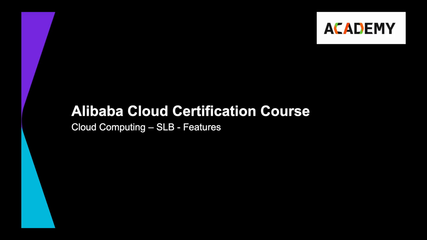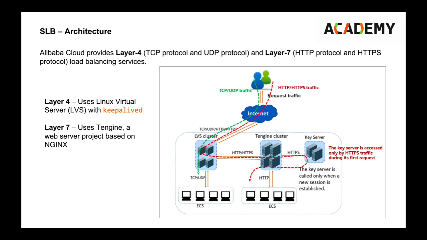Let's now turn our attention to some of Server Load Balancer's features and take a look at Server Load Balancer's architecture. Alibaba Cloud provides two types of load balancer. There's the Layer 4 load balancer for routing TCP and UDP traffic, and then there is the Layer 7 load balancer for routing HTTP and HTTPS traffic.